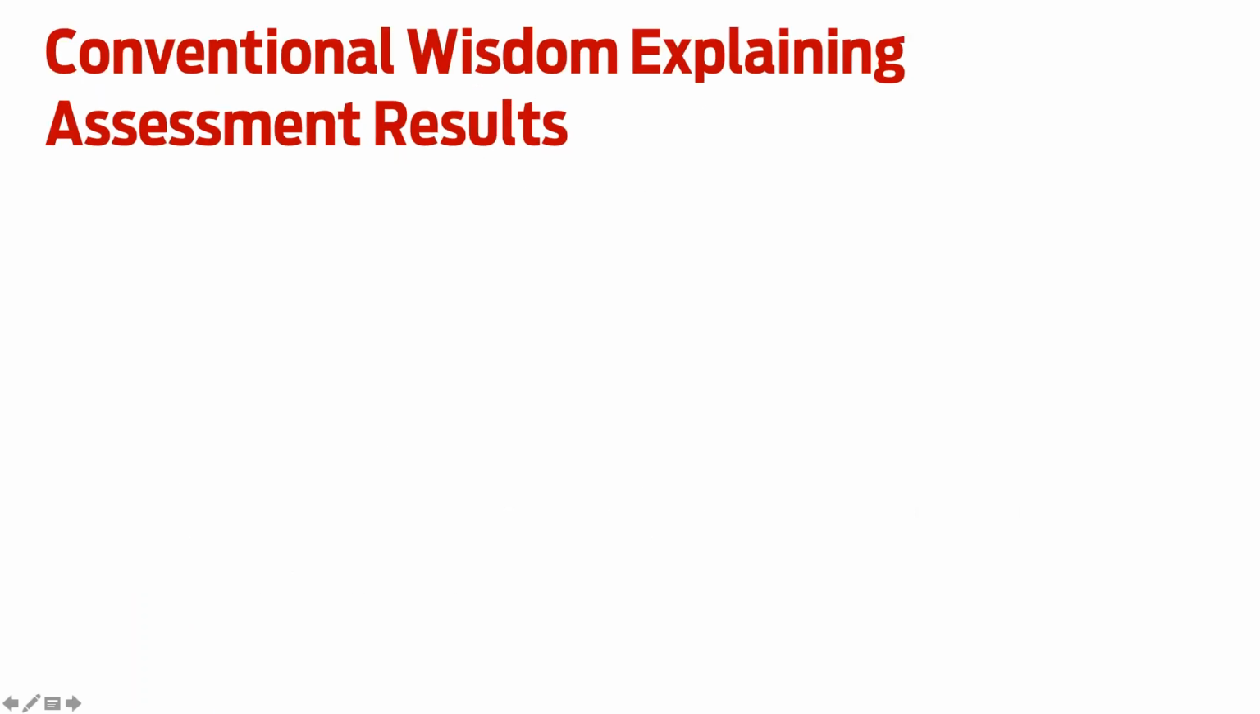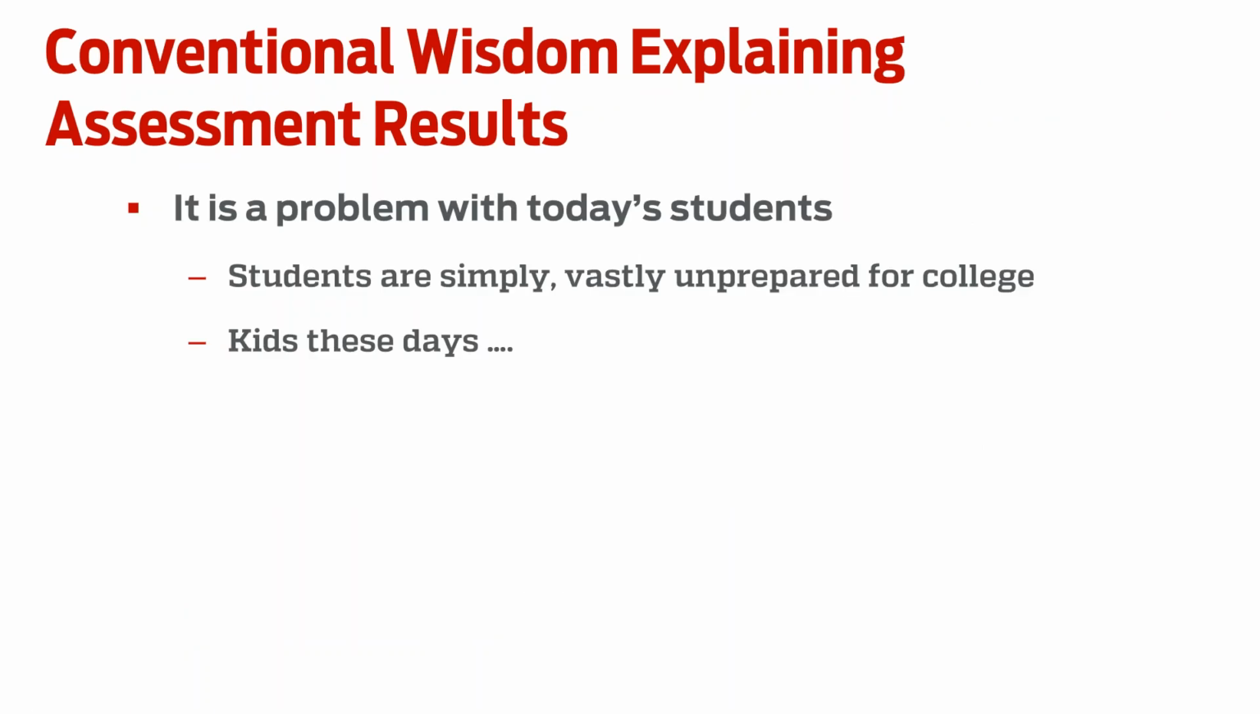So the conventional wisdom explaining all of this, why students aren't succeeding, generally revolves around something about today's students. Students today are simply vastly unprepared for college. They don't take education seriously. They're turning in essays with emojis in them. They talk in leet speak. I can't get them off their digital devices. They won't read anything. It's something about kids today that makes them uniquely and newly unsuitable for our college.